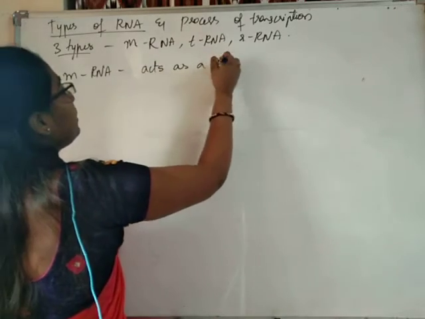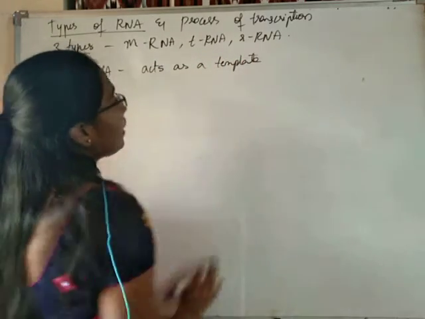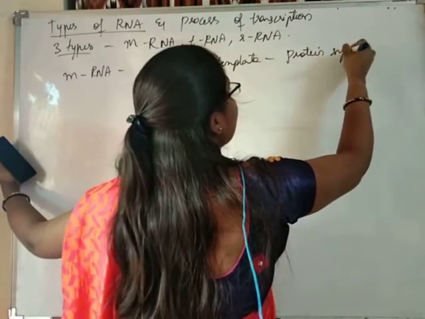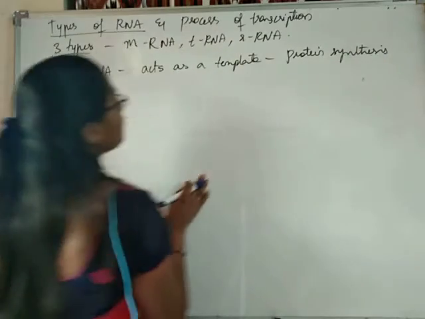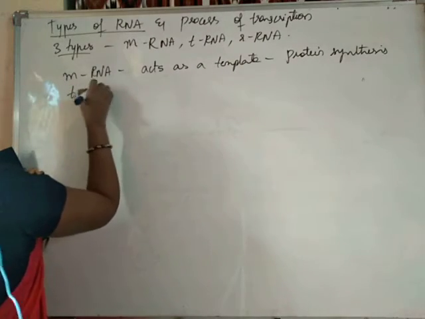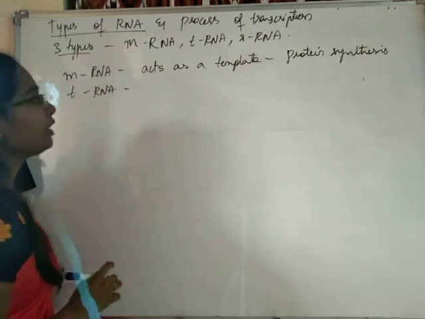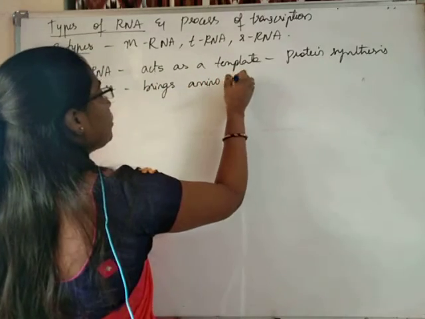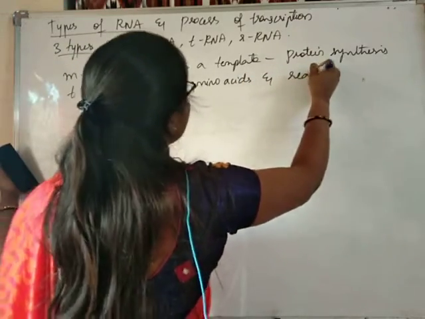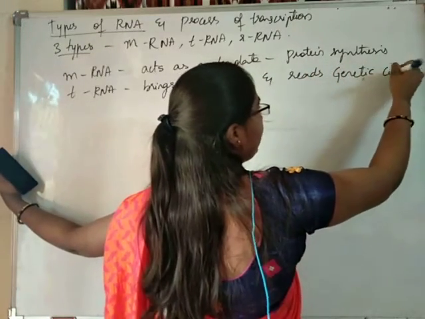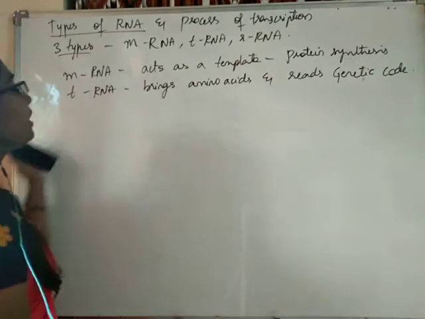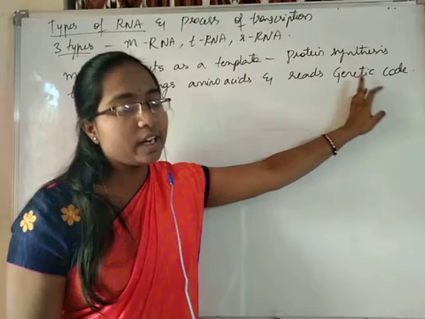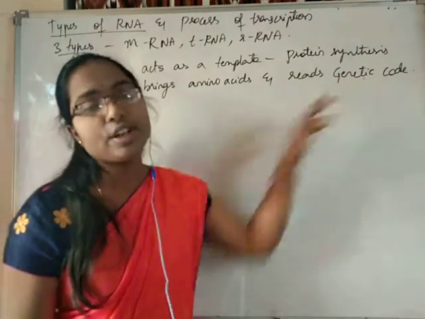mRNA acts as a template for protein synthesis. tRNA brings the amino acids and also reads the genetic code. tRNA brings amino acids and they read the genetic code.